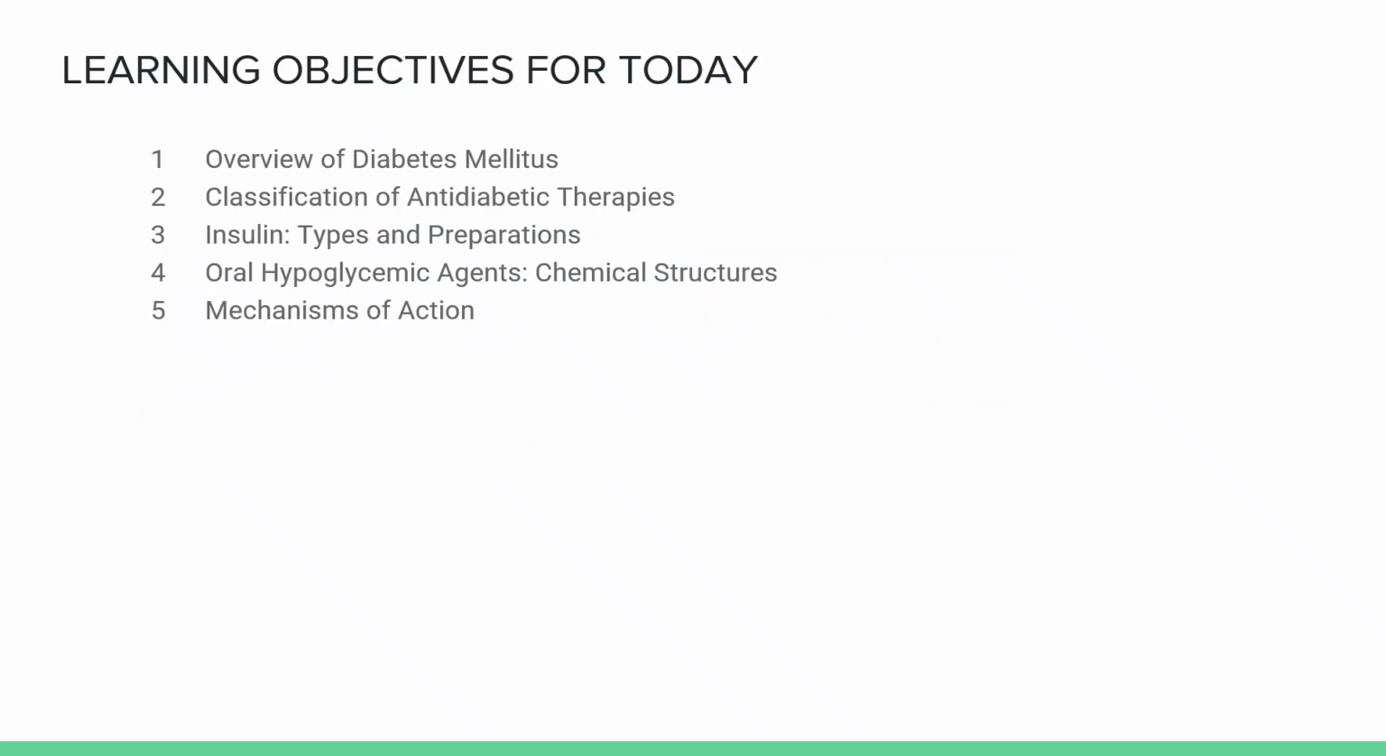Today's session, the main learning objectives include an overview of diabetes mellitus, the classification of anti-diabetic therapy, insulin types and its preparation, and oral hypoglycemic agents, their chemical structure, and mechanism of action. These are the main learning objectives for today's session. That's an overview on diabetes mellitus and its classification, and the first class of drug for anti-diabetic agents, that is insulin. Then comes the oral hypoglycemic agents and their structure and mechanism of action.